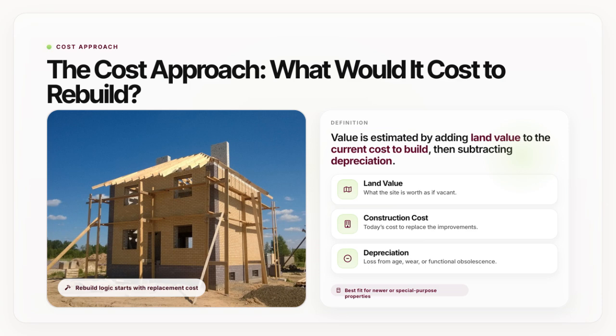Land value is simply what the site would be worth if it were vacant, without any structures on it. Construction cost refers to the current expense to replace the existing improvements, reflecting today's building prices. Depreciation accounts for any loss in value due to the property's age, physical wear, or functional obsolescence, which means a building may no longer meet modern standards or needs. This approach is particularly well suited for newer properties or those built for special purposes, where market comparisons may not be as straightforward. It provides a clear framework to estimate value based on tangible costs and adjustments.